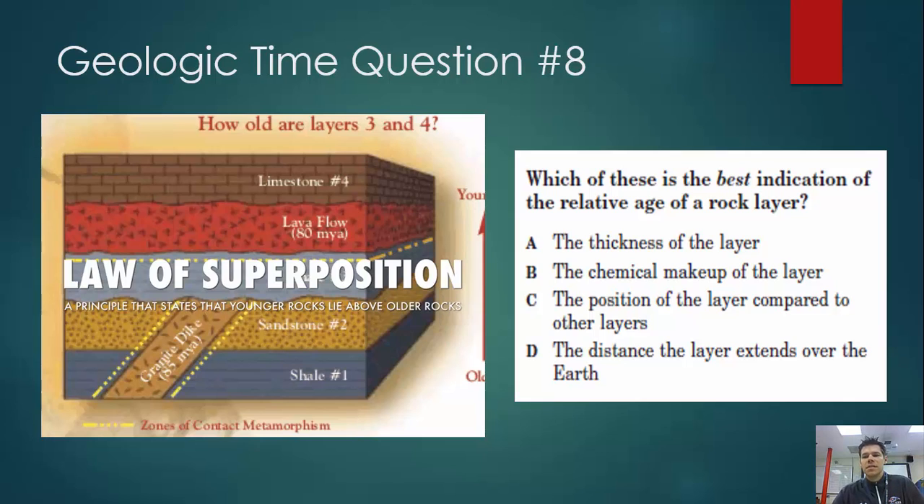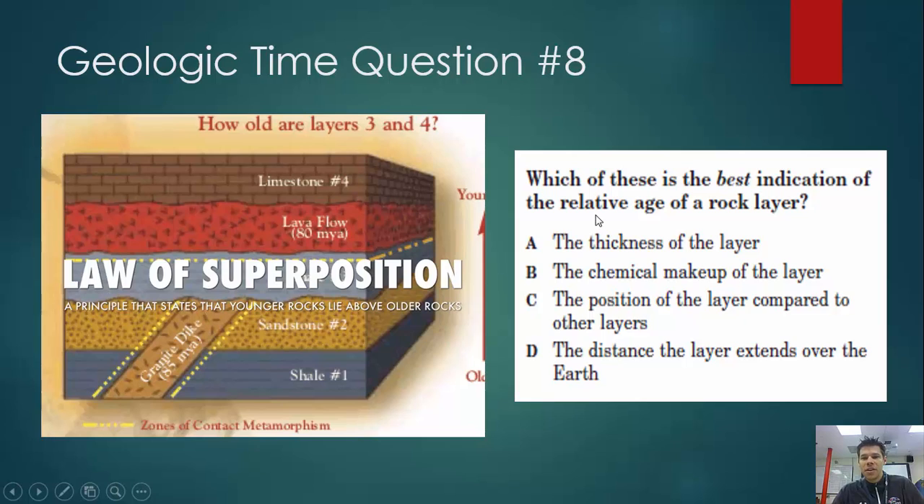an asteroid impact. Which of these is the best indication of the relative age of a rock layer? There's a big law of geology called the law of superposition, and it's a principle that's really simple. That states that the younger rocks lie above the older rocks. And if you think about this, this is very much common sense. You can't have this layer of rock on top of this layer of rock unless this layer of rock was already there. So it's very simple, but it always holds true.